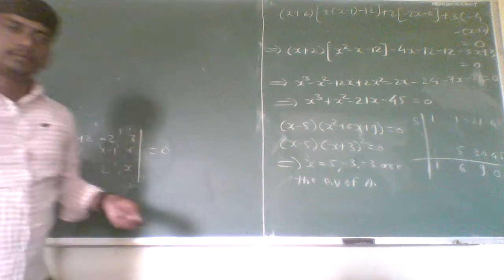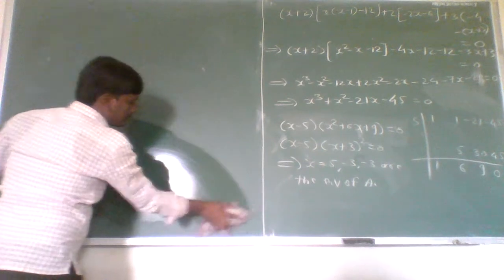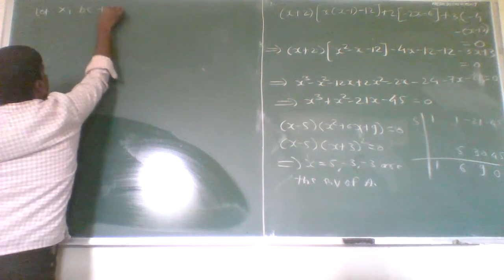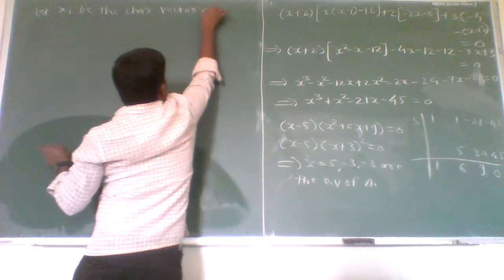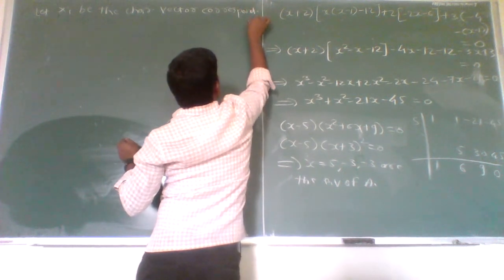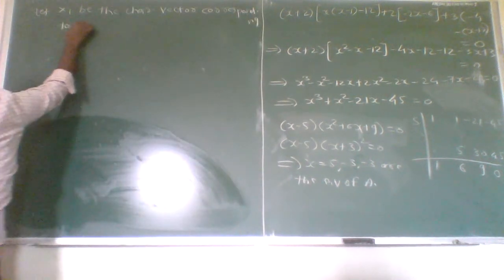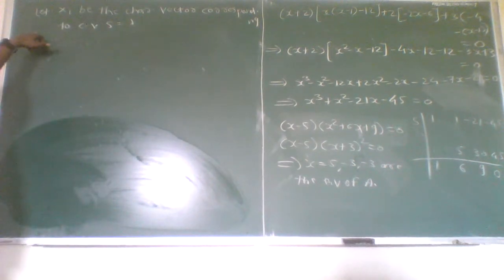Now we have to find out the eigenspace, that is, the non-singular matrix P. Before that, let us find out its characteristic vectors. Let x1 be the characteristic vector corresponding to eigenvalue 5. Let us take this 5 as lambda, that is the eigenvalue.